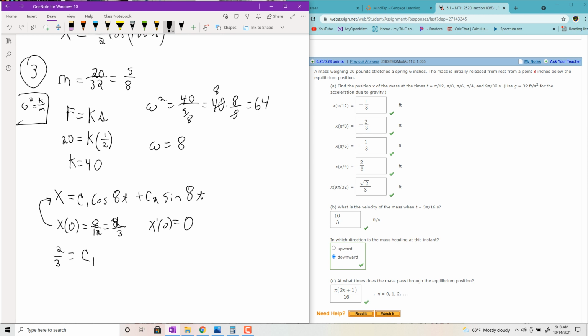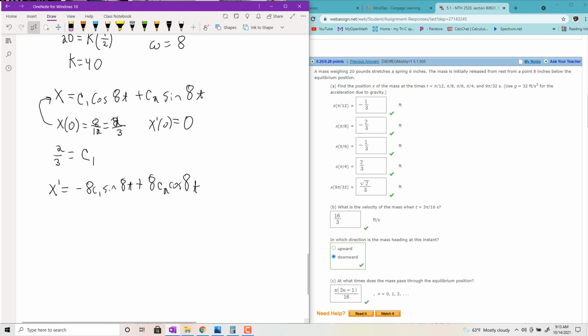Cosine of 0 is 1, so I get C1. Sine of 8 times 0 is the sine of 0. Sine of 0 is 0, so the rest is 0. Get the derivative. So I have negative 8 C1 sine of 8t plus 8 C2 cosine of 8t, and then plug in the other initial values. So I get 0 equals 0, because sine of 0 is 0, and then 8 C2 times 1. So again, looks like our equation of motion is just one trig function, in particular 2/3 cosine of 8t.